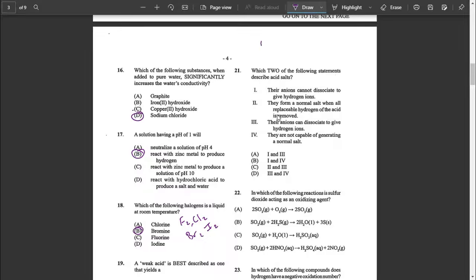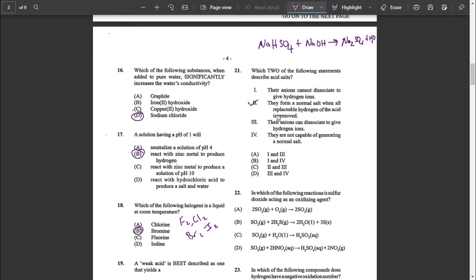Alright, so let us use the example of sodium hydrogen sulfate, or sodium bisulfate. Sodium bisulfate, which is an acid salt, will react with more sodium hydroxide to produce sodium sulfate, which is the normal salt, and water. Okay, so here it says they form a normal salt when all the replaceable hydrogen of the acid is removed. So that's part of it.